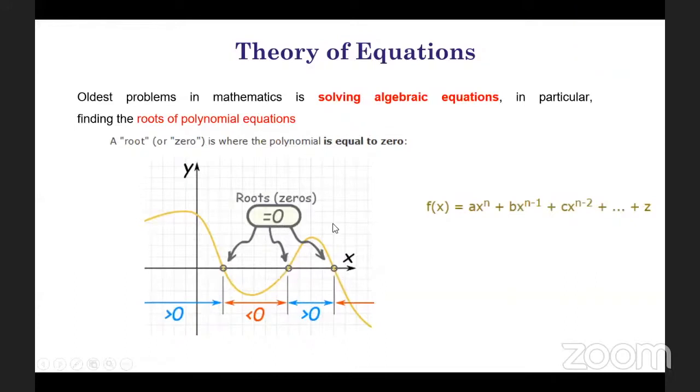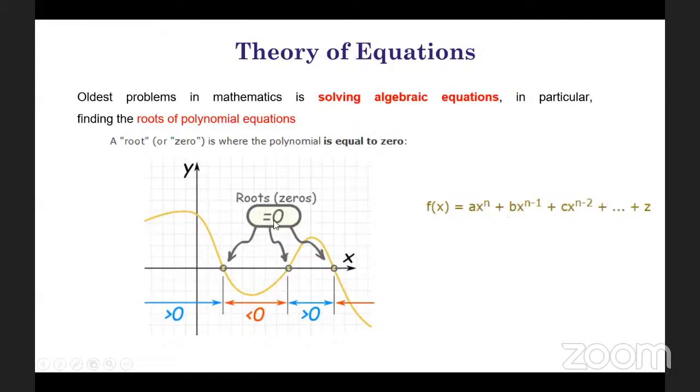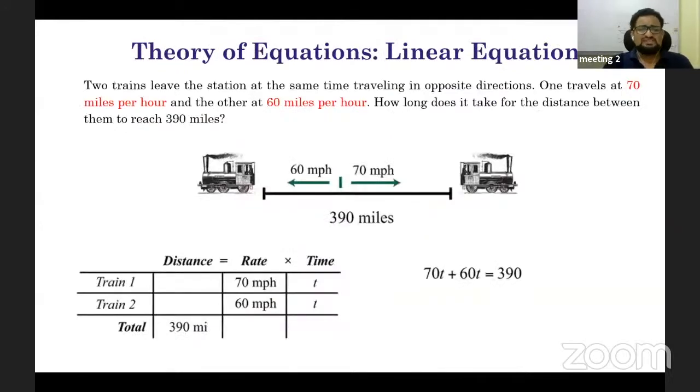How do you get the roots? We equate the given equation to 0, and then we get the solution, the roots of the polynomial equation. So very simple. Let us begin the theory of equations with a very simple linear equation.